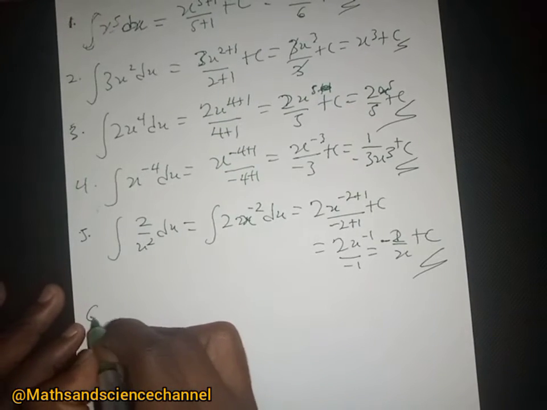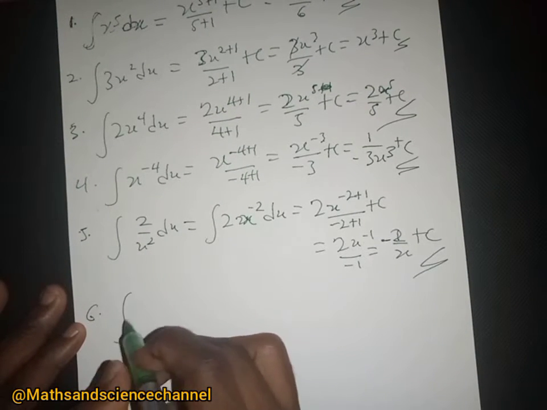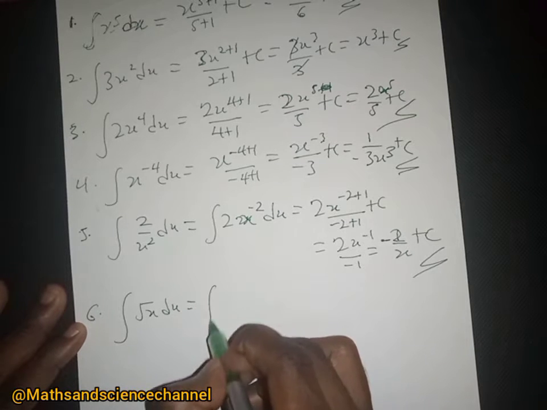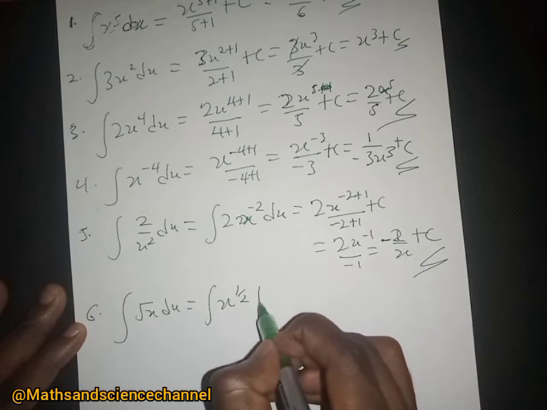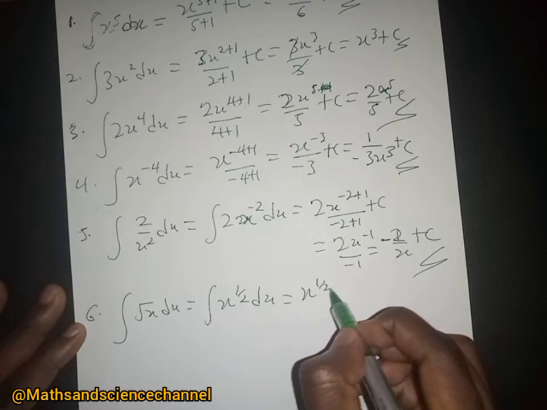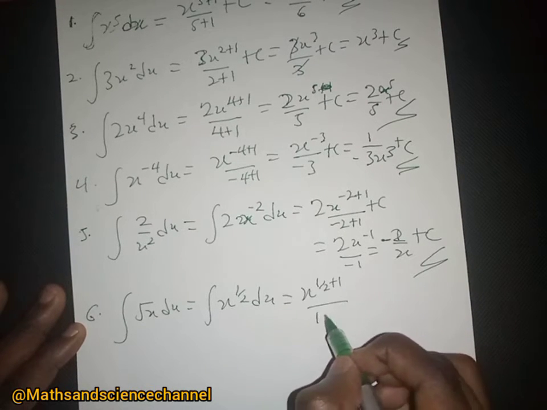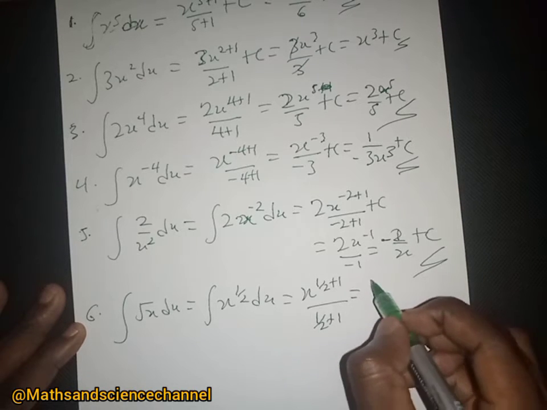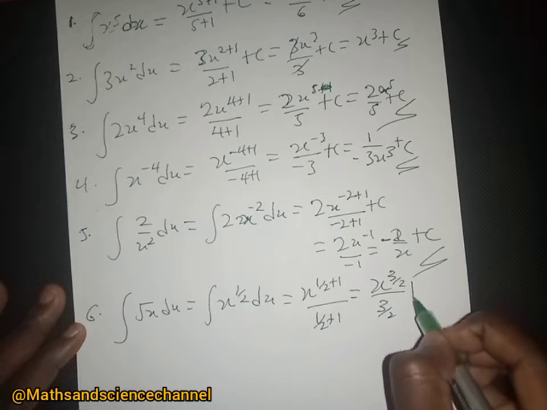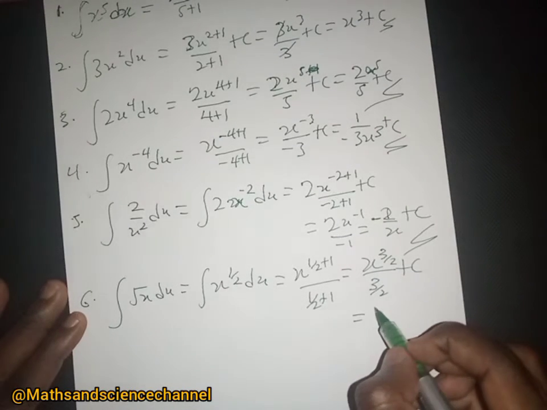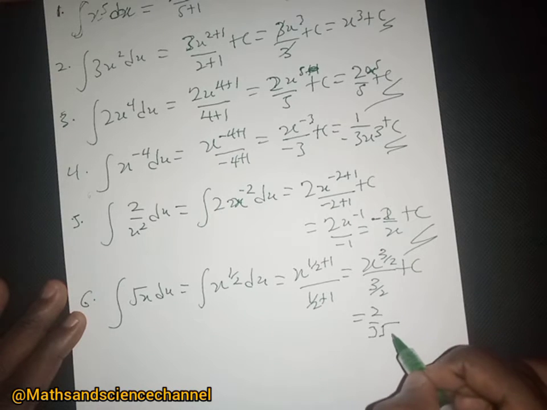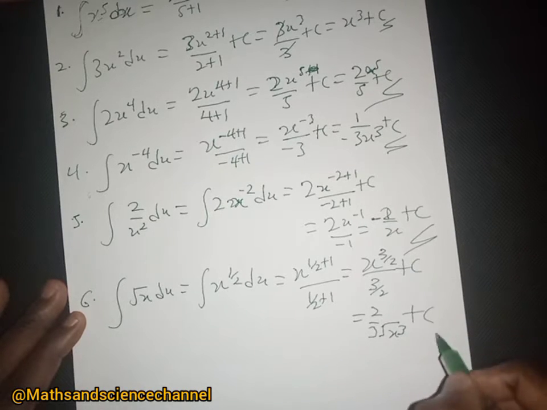Now the sixth one will be the integral of root x dx, which is just the integral of x to the power 1 over 2 dx. Then we have x to the power 1 over 2 plus 1 divided by 1 over 2 plus 1, and this is just x to the power 3 over 2 divided by 3 over 2 plus c, and we can write this as 2 over 3 times x cubed under a root, plus c, right?